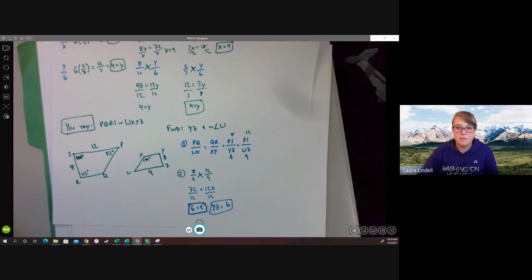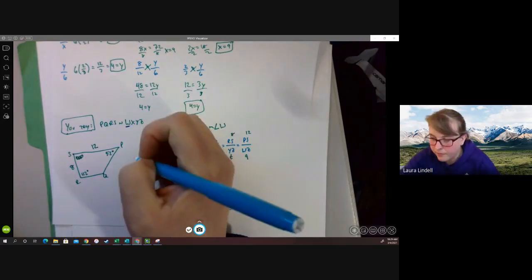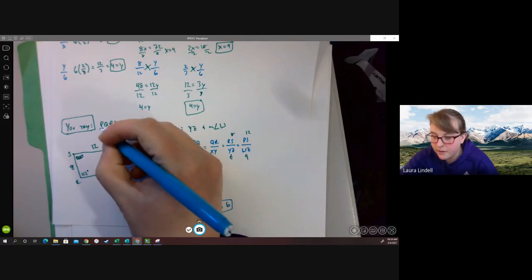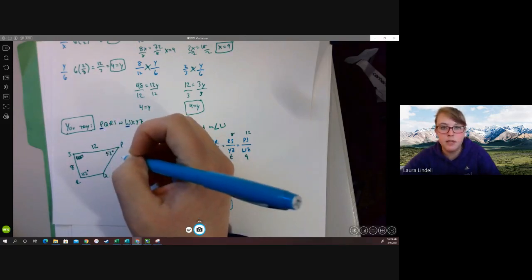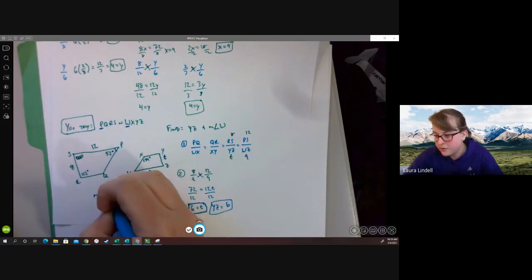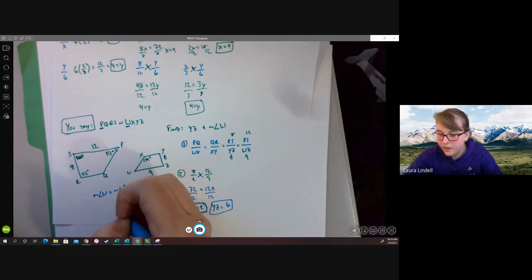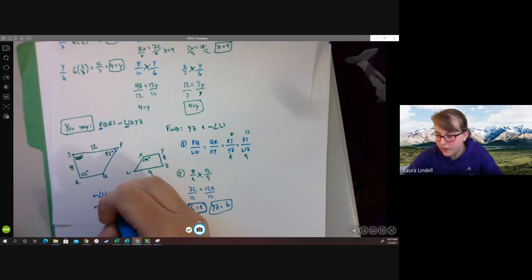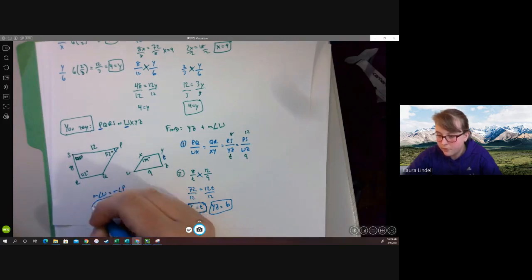Requires us to remember something from yesterday. Yes, 52. So remember, yesterday we talked about corresponding angles are still congruent for similar shapes. So if I'm looking for the measure of angle W, W is the first letter, it's going to be exactly the same as the measure of angle P because P is also the first letter. So we know measure of angle W is equal to the measure of angle P, which is 52. So the measure of angle W is also 52.